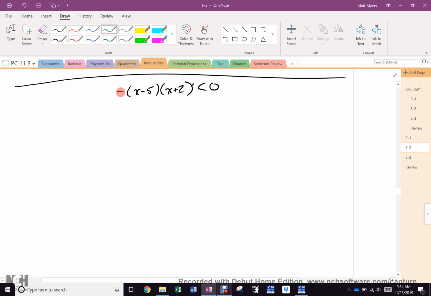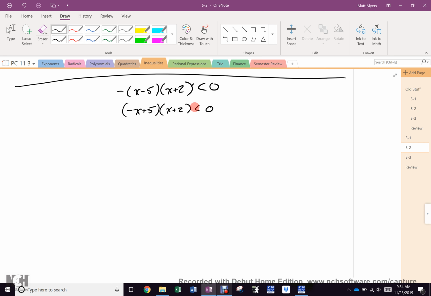Negative. Now this bothers us, yes? Because then we have negative, right? So could we write this -x plus 5 and x plus 2? Is that the same thing? Yeah, so we could do that if we want to. We don't have to, but we could, right?